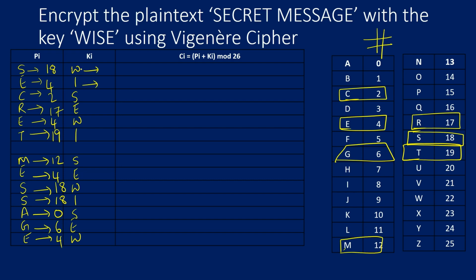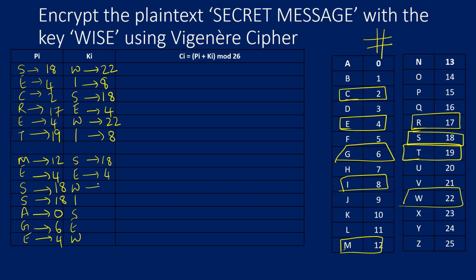So first letter is W. W is assigned to number 22, I is assigned to 8, S is assigned to 18, E is assigned to 4. So we'll repeat this number again: 22, I is 8, S is 18, again E is 4, again W, 22, 8, 18, 4, and again 22. So I have assigned the numbers to the plaintext letters and I have assigned the numbers to each of the letters of the key. Now we go with the encryption procedure.